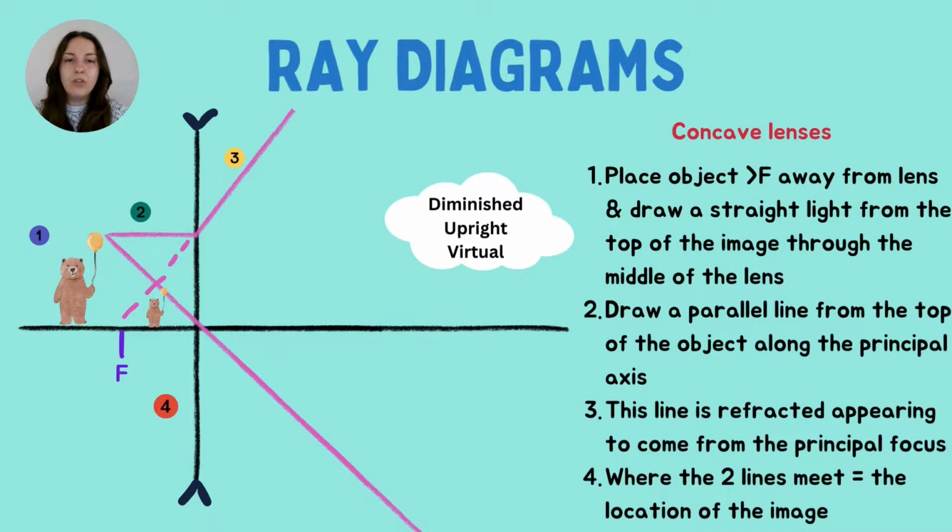Then what you want to do is use this line that you've drawn, the dotted line, to draw the image that you see. And as you can see, this image is now diminished, so it's smaller, it's also upright, and it's a virtual image. So virtual, remember, means that you can't see it projected on a screen, and we can actually use a screen to see if we'd be able to see this, which we wouldn't. It appears as though the image itself is coming from behind the lens. So that's the difference in these cases.